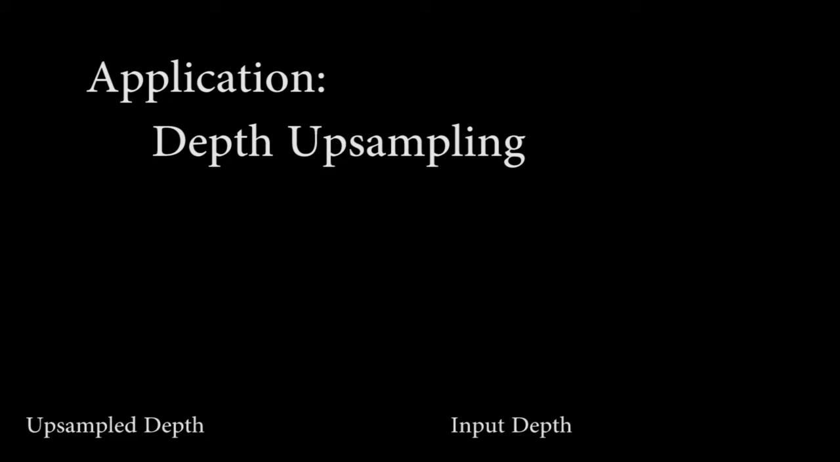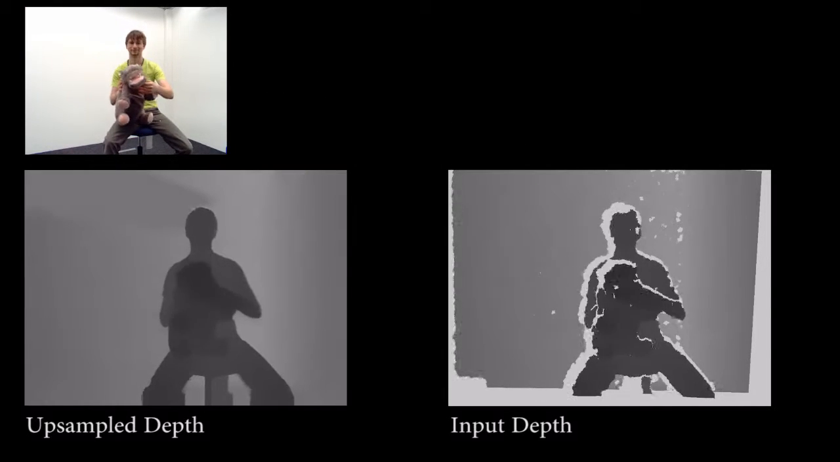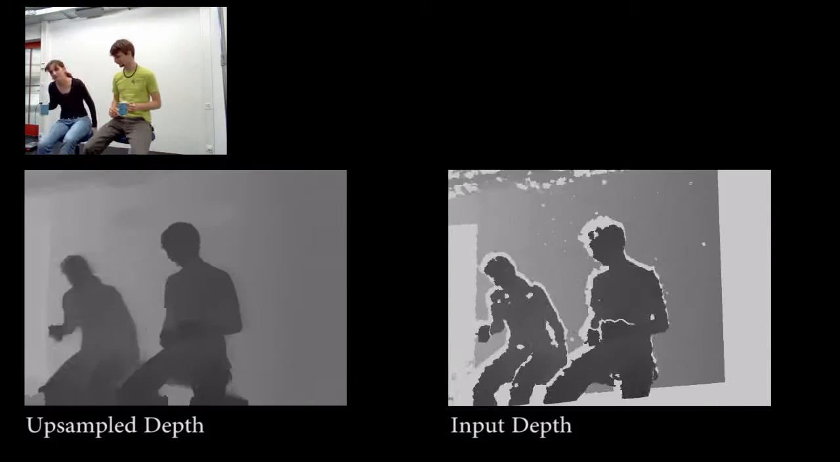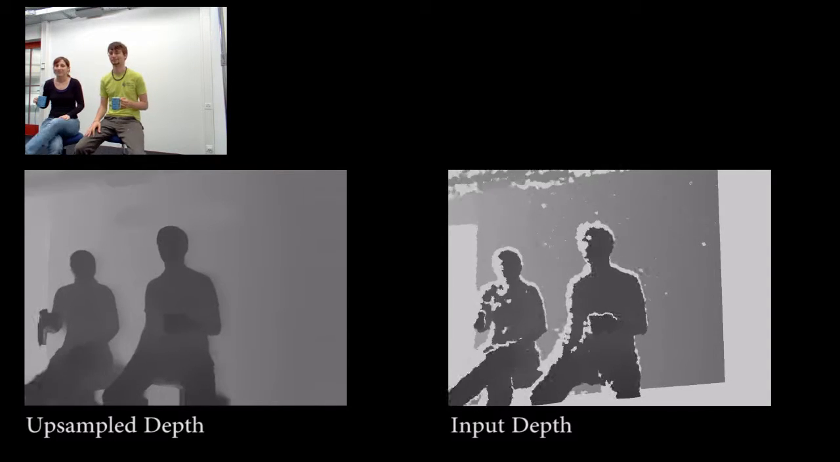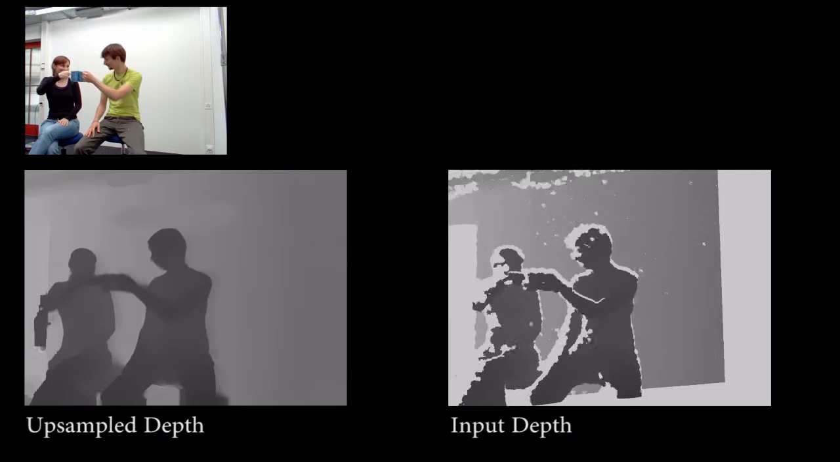We now look at the application of depth upsampling. Using input depth and video from a Microsoft Kinect camera, our method performs a temporally consistent joint upsampling. Holes, shown in gray on the right, are filled using information from both spatial and temporal neighbors. We can also see that temporal noise has been reduced.